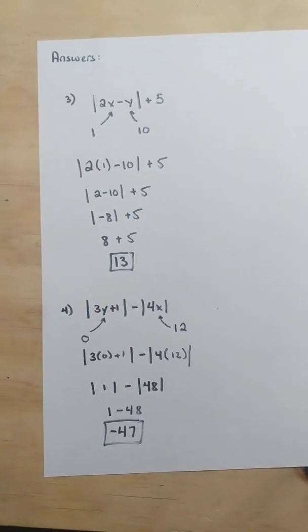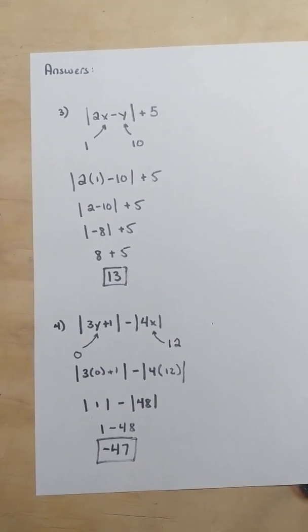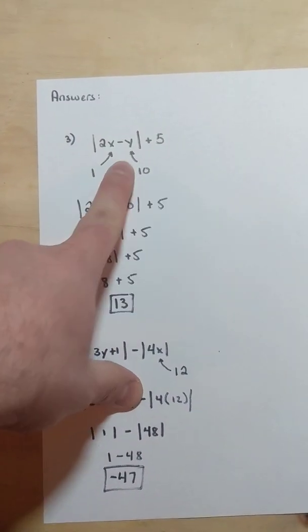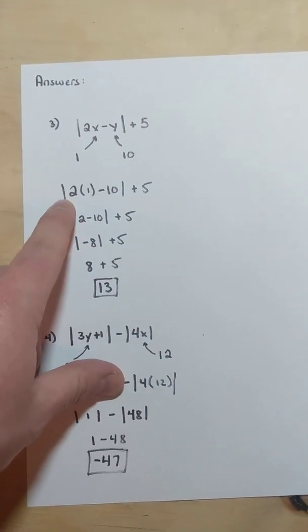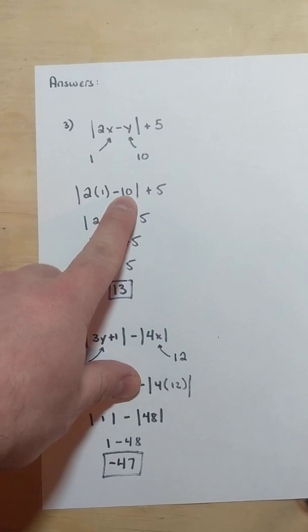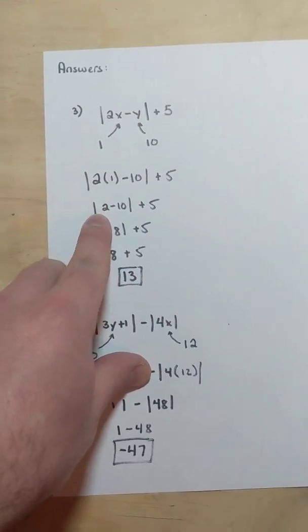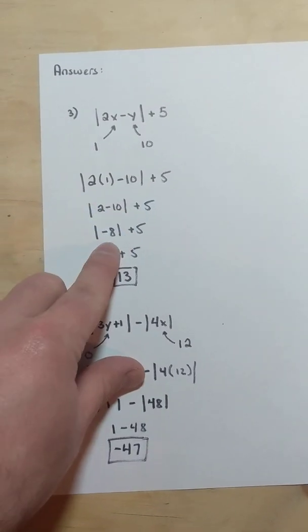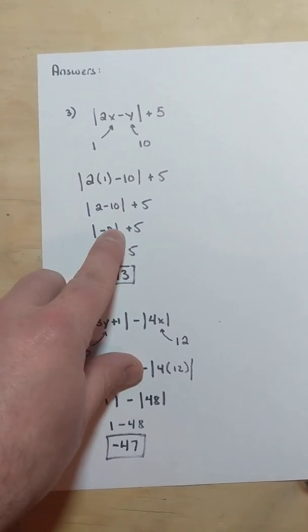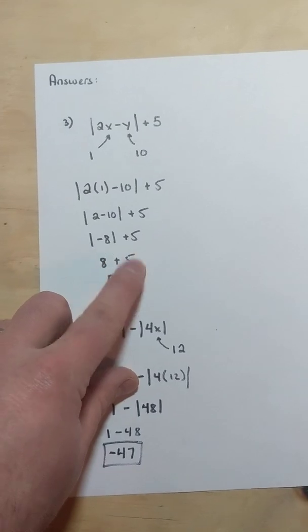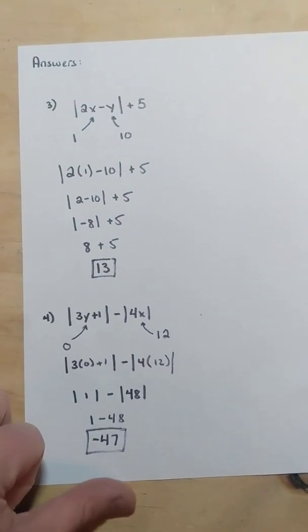The answers to those examples: number 3, I plug in 1 for x and 10 for y, so I get the absolute value of 2 times 1 minus 10, close the absolute value, plus 5. 2 times 1 is 2. 2 take away 10 is negative 8. The absolute value of negative 8 is positive 8, and 8 plus 5 is 13.